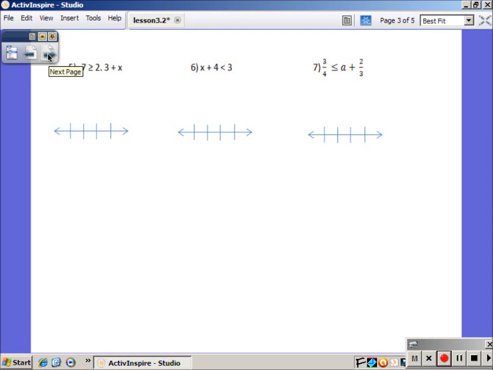For number 5, keeping our x from being by itself here is that 2.3. So it is positive. So to get rid of that positive 2.3, we need to subtract 2.3. Negative 7 minus 2.3 would be negative 9.3.